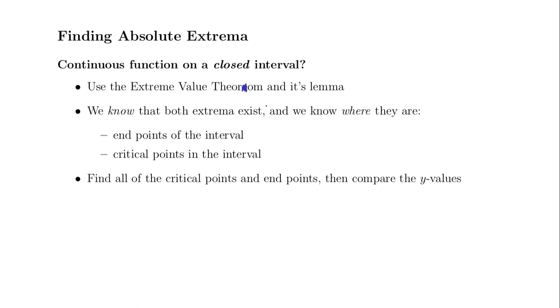The extreme value theorem says we're guaranteed that both extrema exist. There is both a maximum and a minimum here. That means a solution to our problem is there somewhere. We just have to find it.